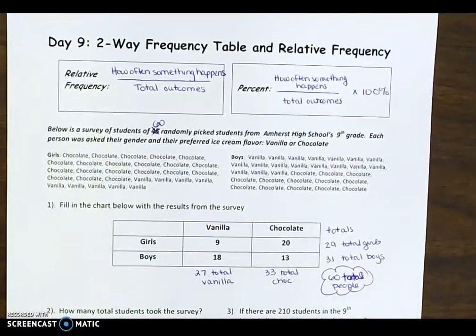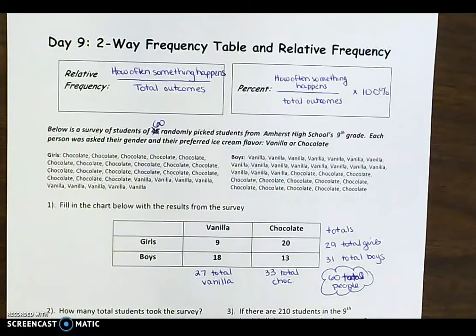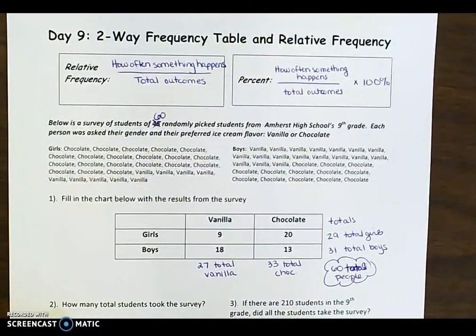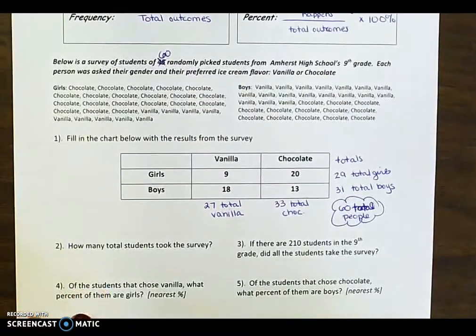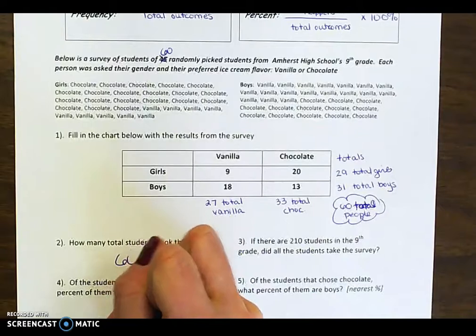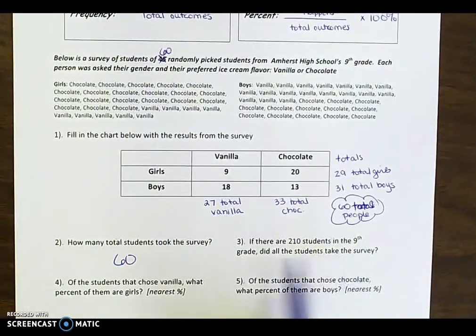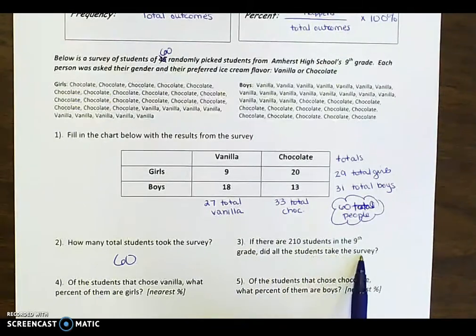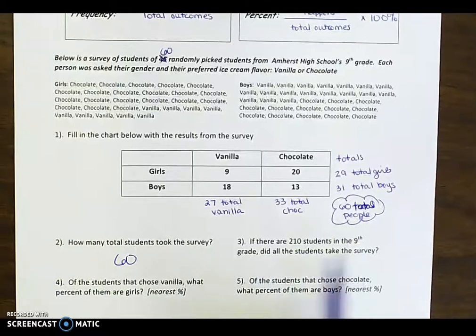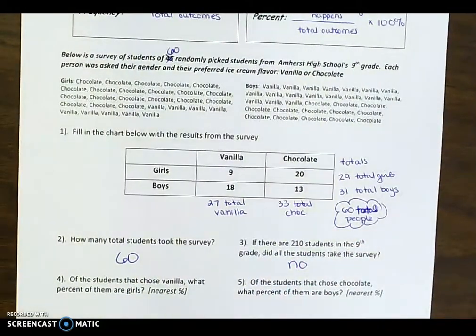All right, so now that we know how to read our two-way frequency table, let's start using the data to start analyzing and answering some questions. So our first question, how many total students took the survey? Well, we just added those up, so there are a total of 60 people. So if there are 210 students in the 9th grade, did all the students take the survey? Well, if there's 210 students in the 9th grade, only 60 of them took the survey. So I would say no, not everybody took the survey.